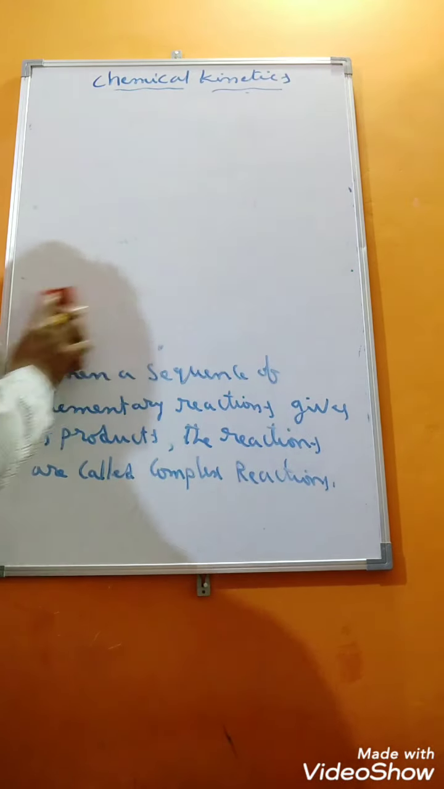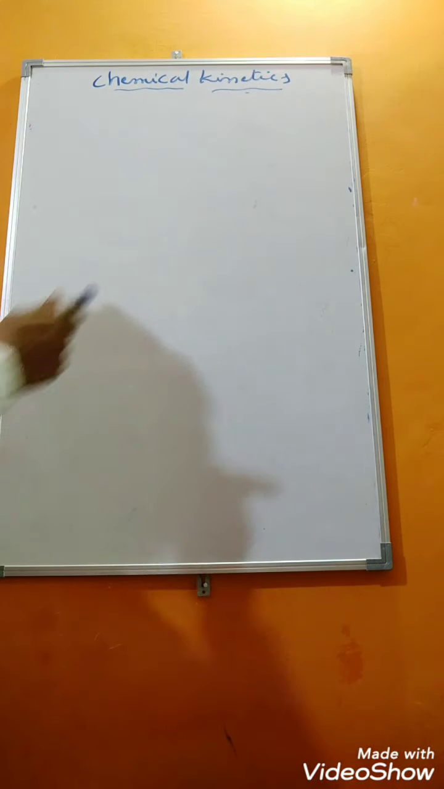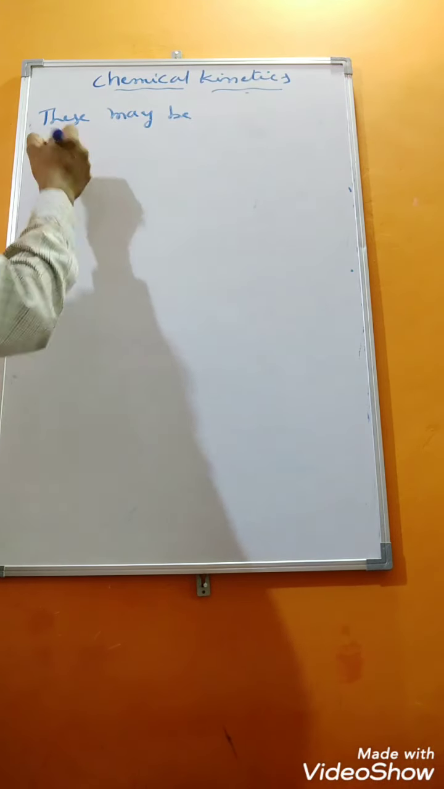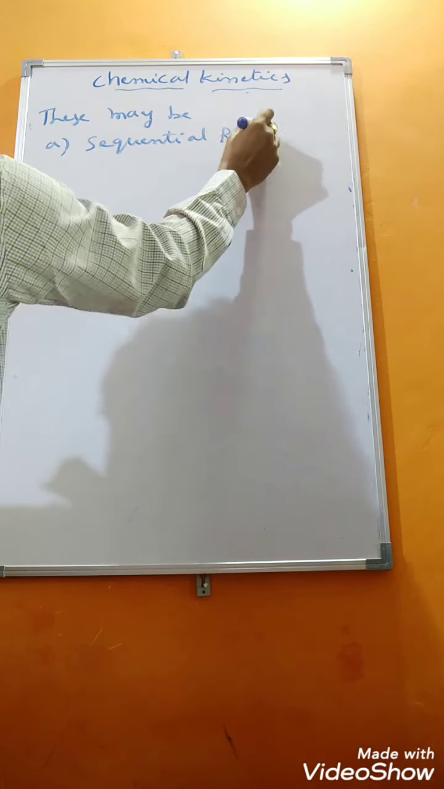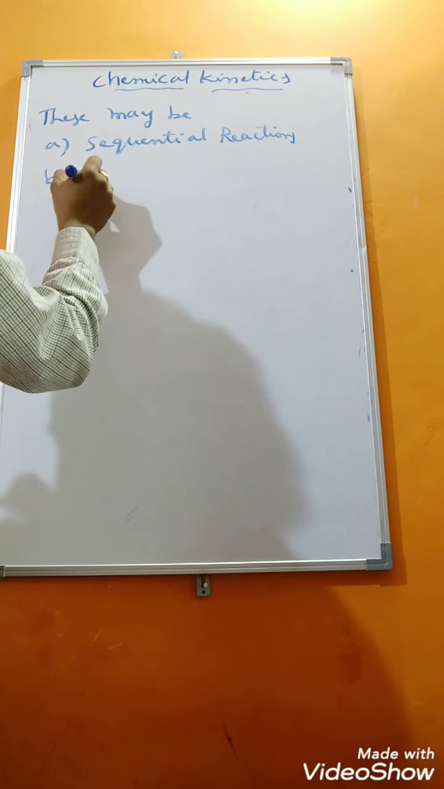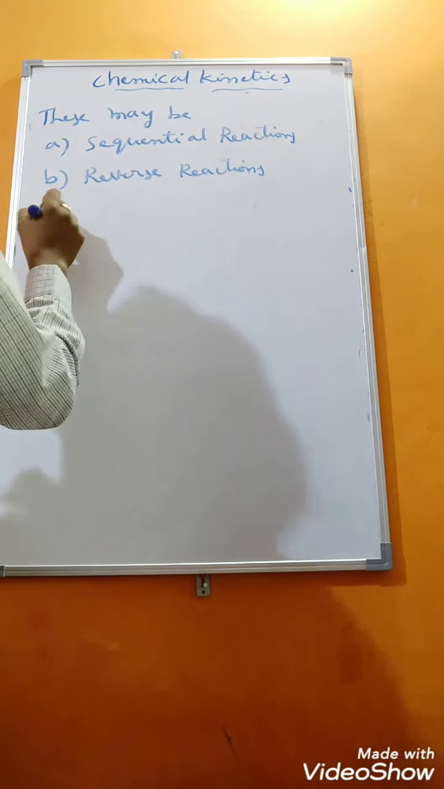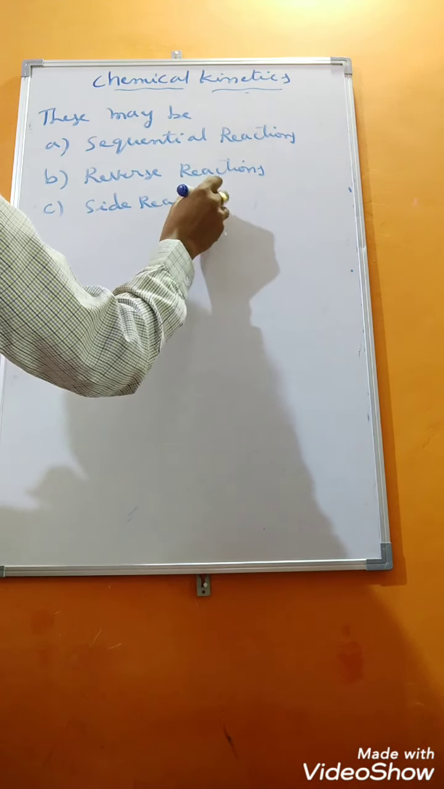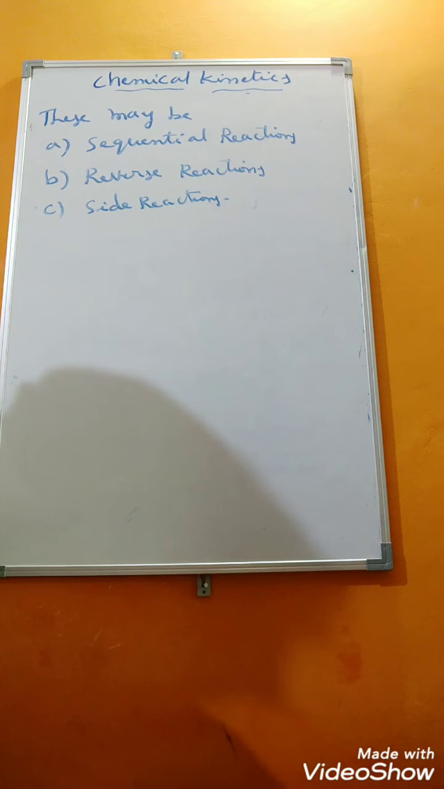These complex reactions may be sequential reactions, reverse reactions, and lastly side reactions. We have many actually. Actually these reactions we don't have in the syllabus, right, students? So that's why we will discuss the order of the reaction with respect to the elementary reactions we have seen.